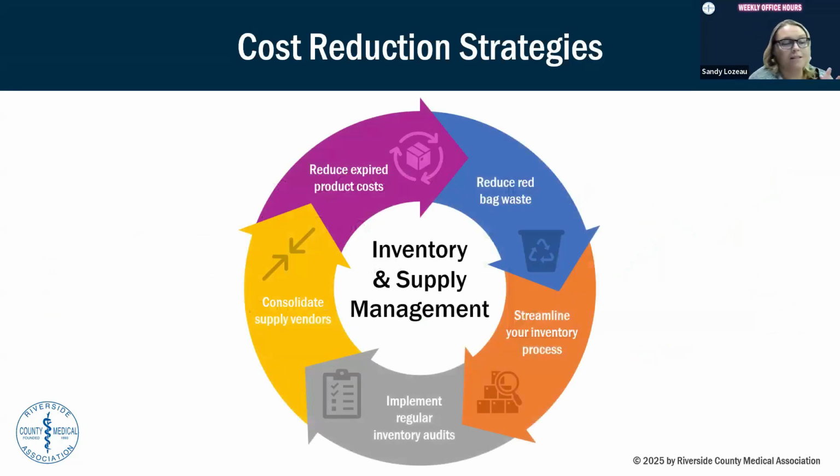I wanted to have a slide all its own on inventory and supply management because while those other things may be out of your control because they're more from a physician owner standpoint, these are all in everyone's control. So we're going to start with the top purple arrow, and that's reducing expired products. So having a visual management system that tracks products that are going to be expiring, especially with vaccines and medications.